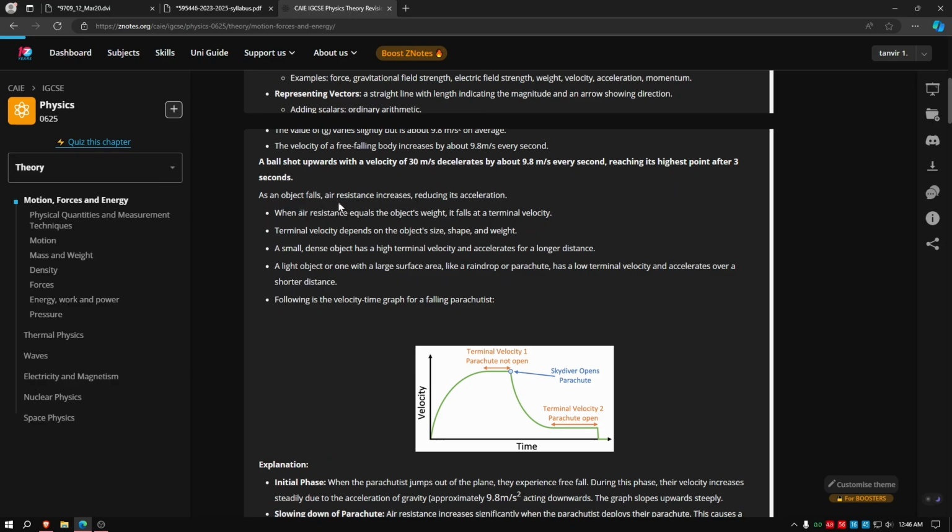As an object falls, air resistance increases, reducing its acceleration. So as an object falls, what happens? Gravity will increase your speed, right? But air resistance will push against you and stop you from increasing your speed, thus reducing the effect of acceleration. So your speed will be increasing less and less each second.